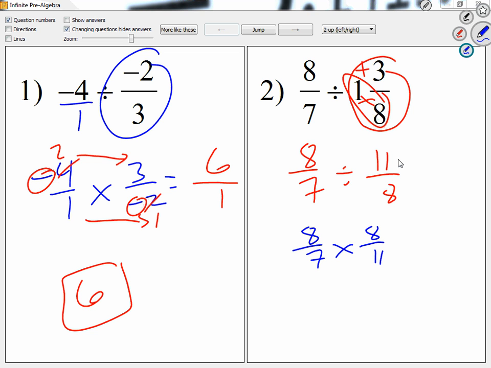Don't forget to switch the second fraction. And as a matter of fact, don't switch just any fraction, switch the second. Right? It's not any, it's the second one. Then I'm just going to, well, first simplify if you can. Then I'm going to just multiply straight. 8 times 8 is 64. 7 times 11 is 77. Big numbers at the bottom, so we're good. I don't have to divide.